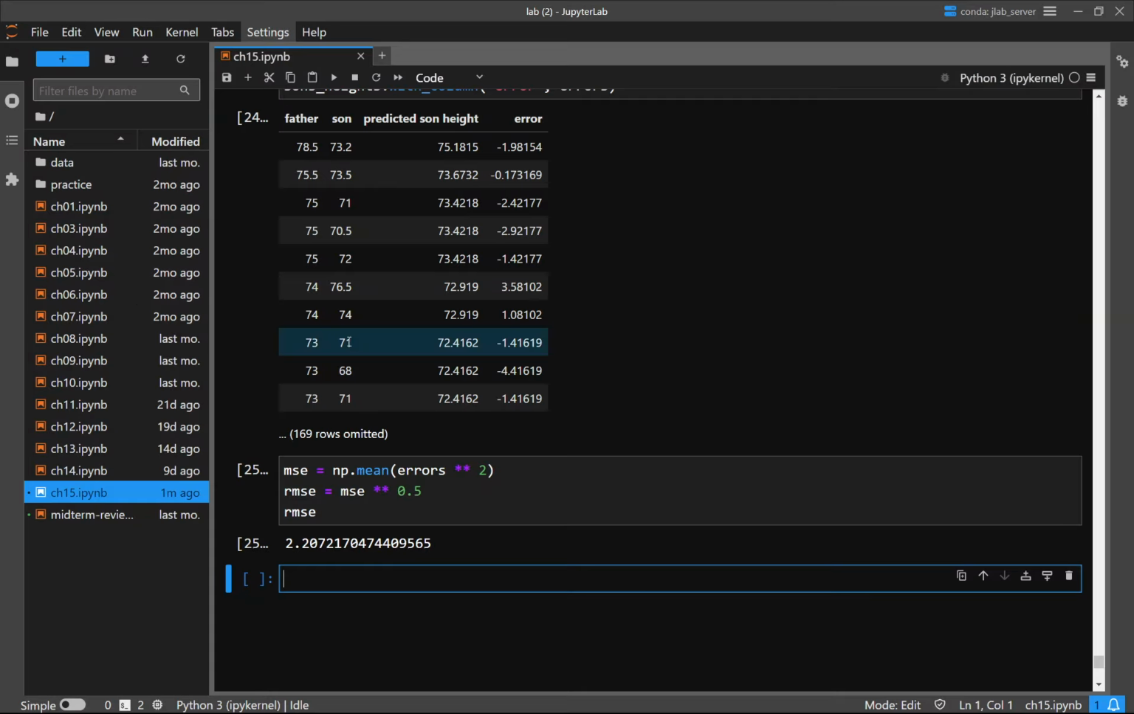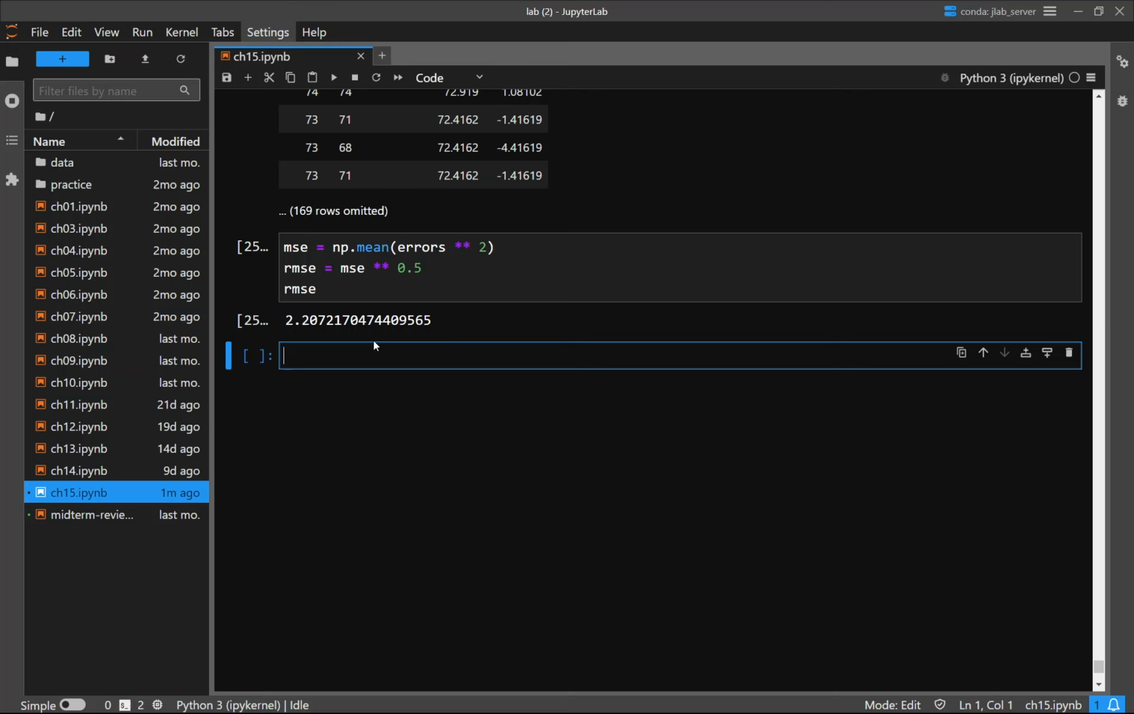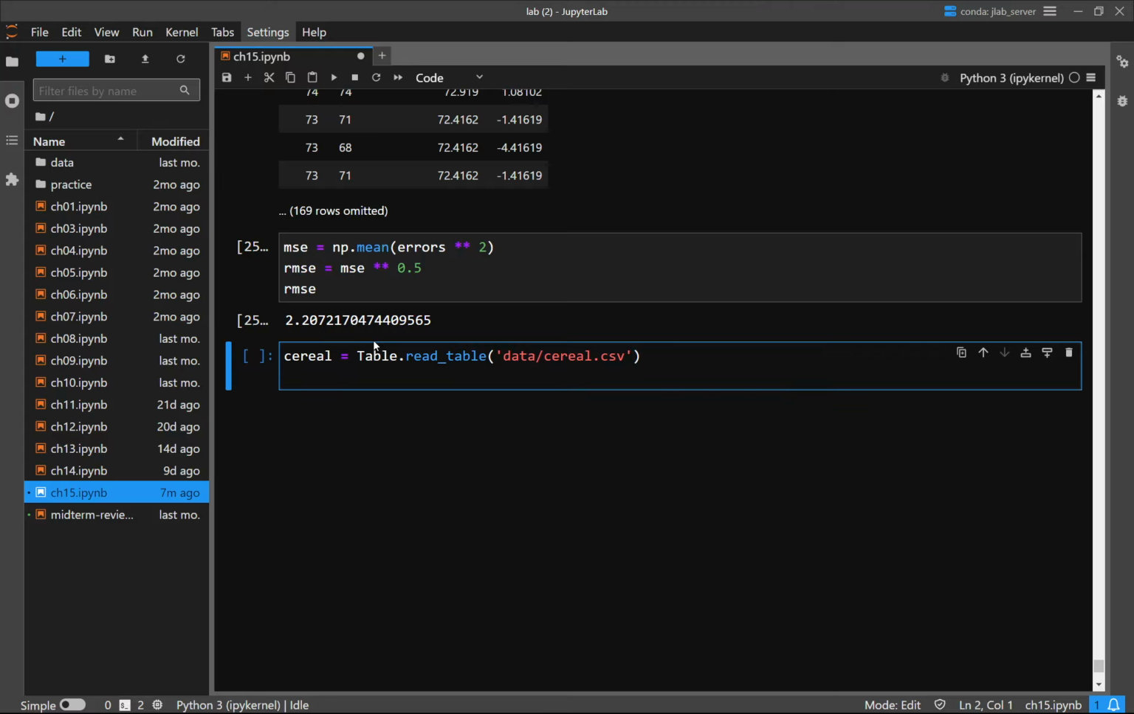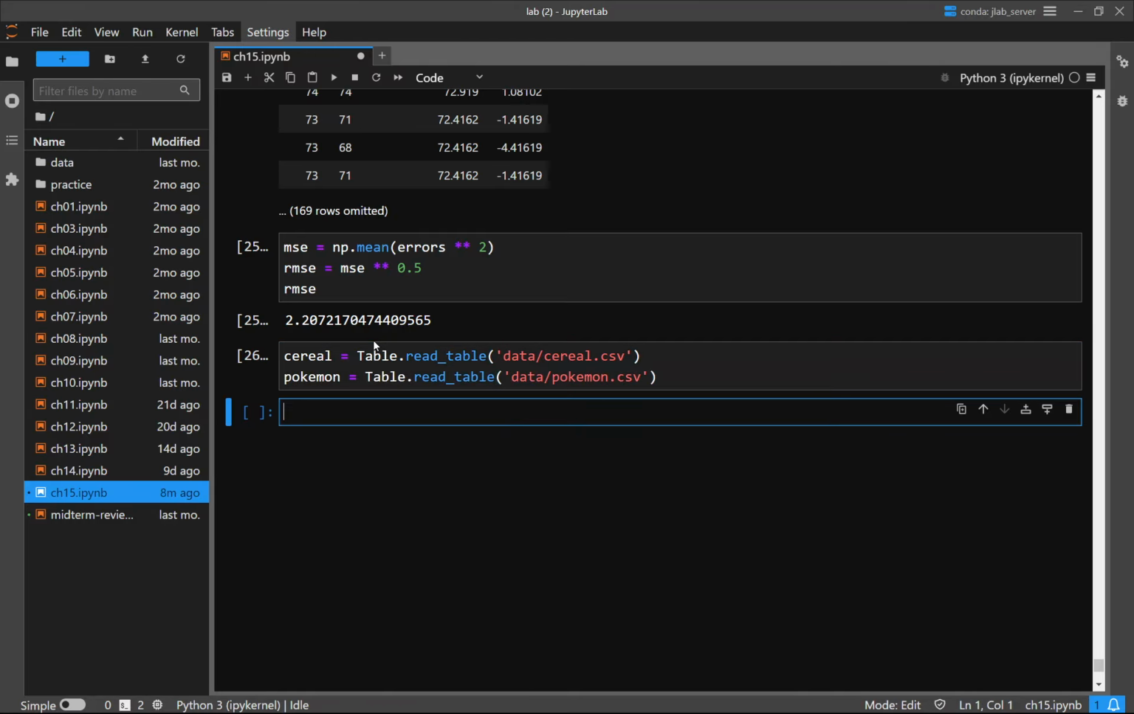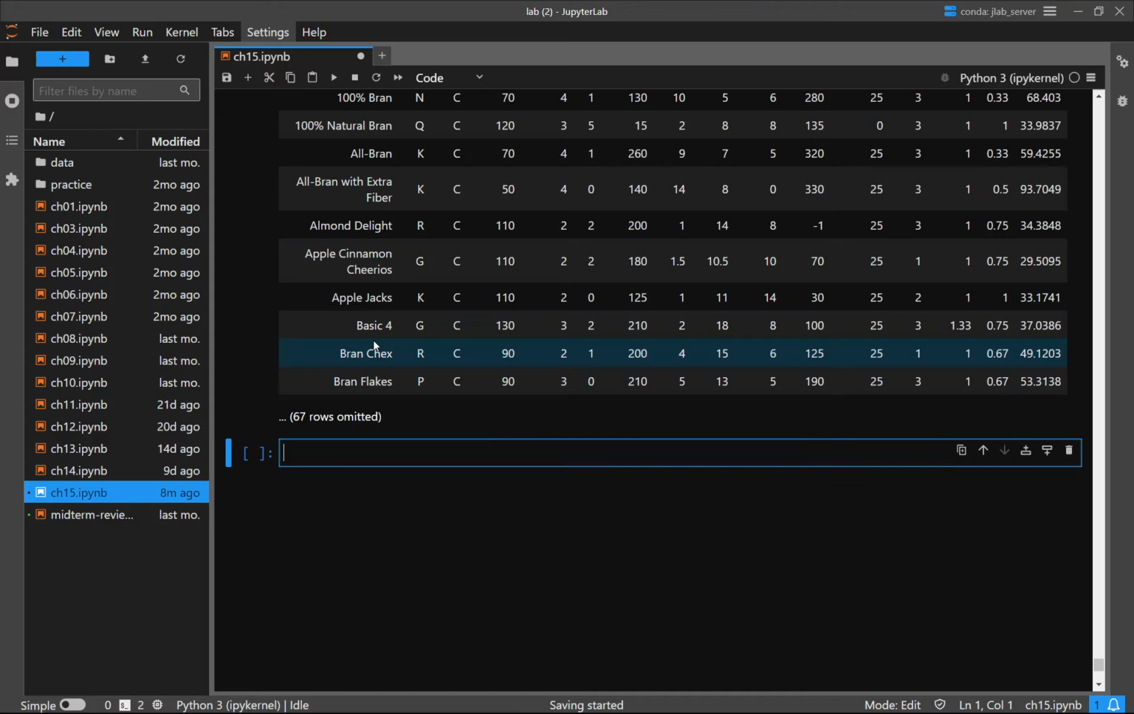So yeah, let me try it. We'll do fiber and potassium for sure. So let's get our cereal table going. Let me scroll down in my notes. So I need the cereal table. Let's just get them both at the same time. I got cereal, I got Pokemon. So we got our tables. The cereal table is interesting.